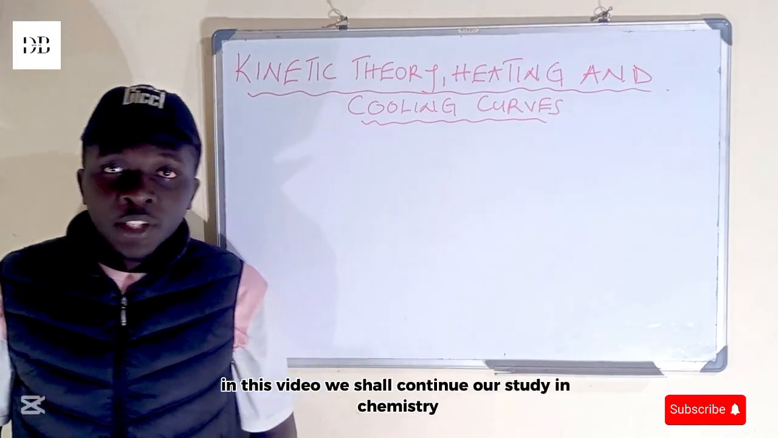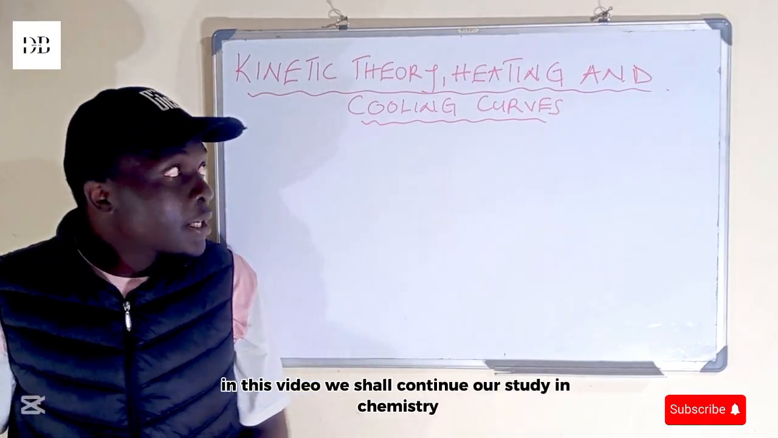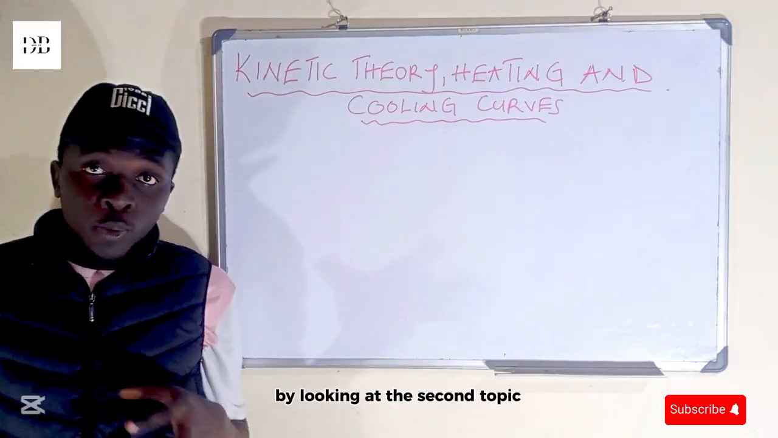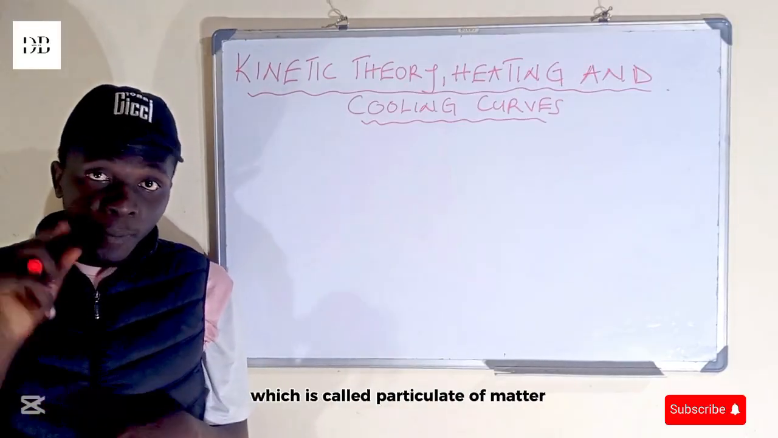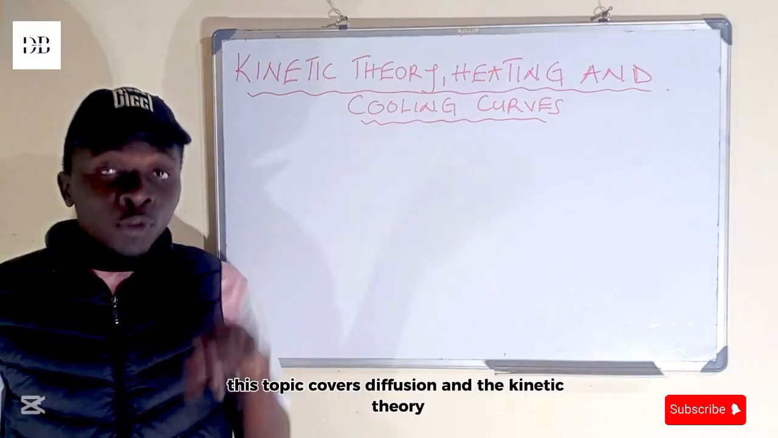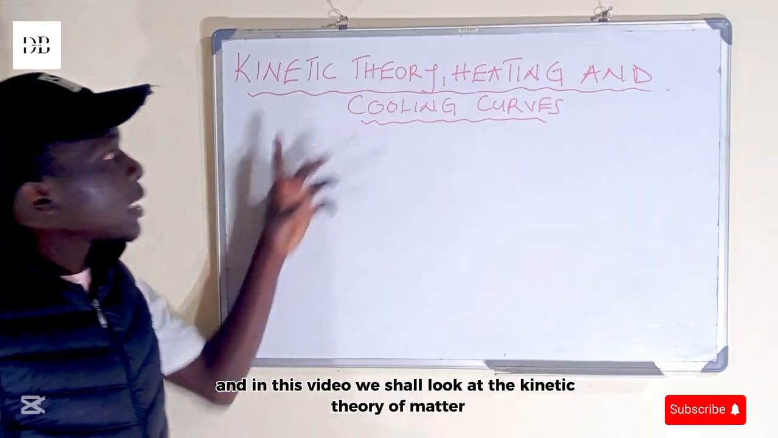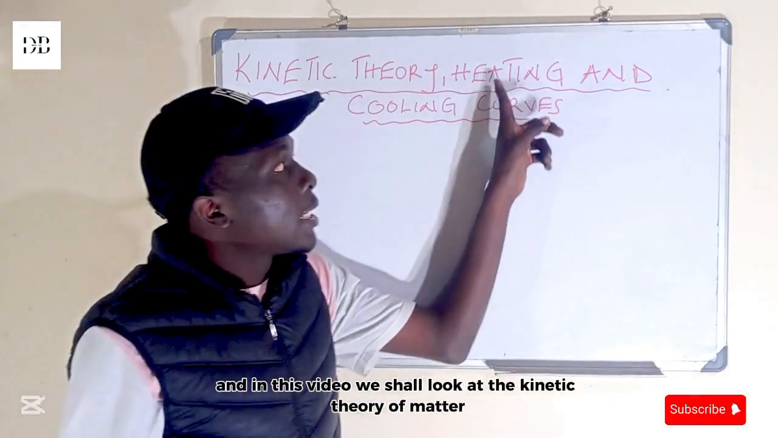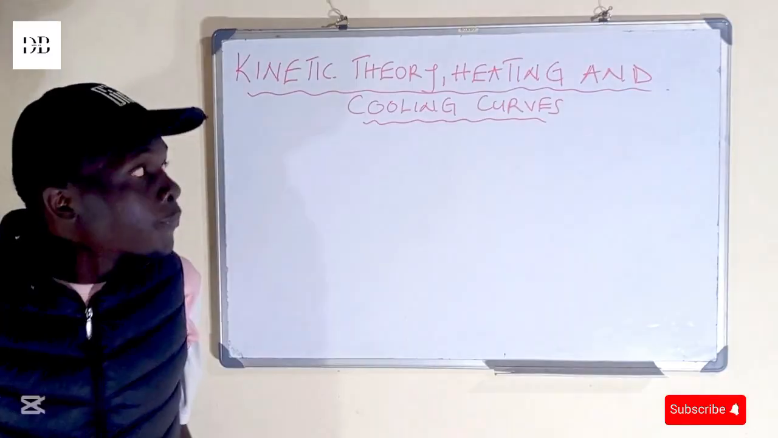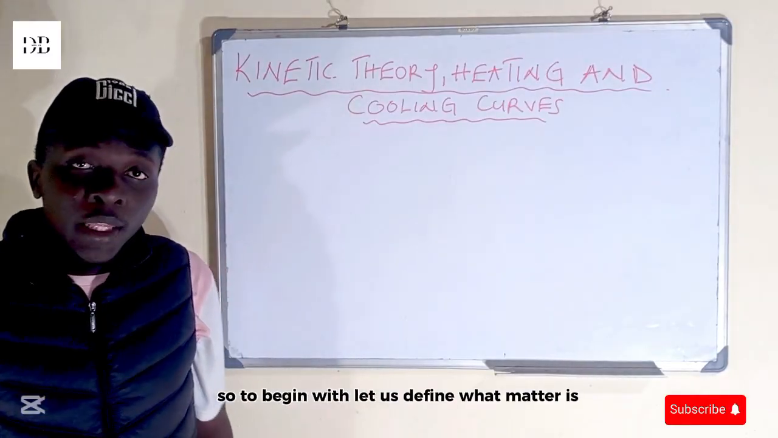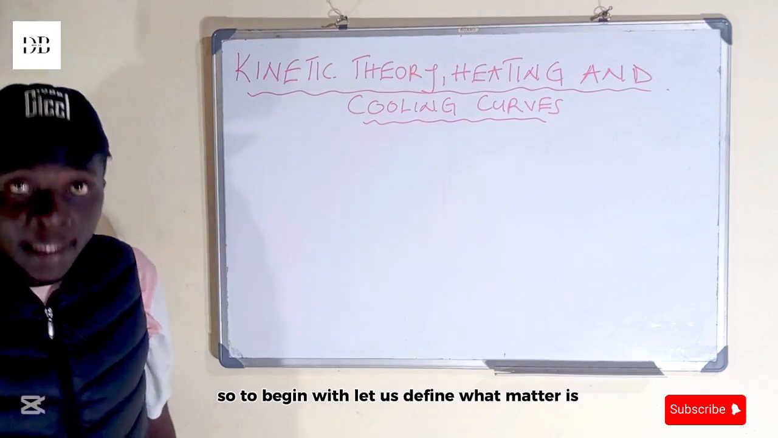In this video, we shall continue our study in chemistry by looking at the second topic, which is called particulate nature of matter. This topic covers diffusion and the kinetic theory. And in this video, we shall look at the kinetic theory of matter, heating, and the cooling curves. So, to begin with, let us define what matter is.